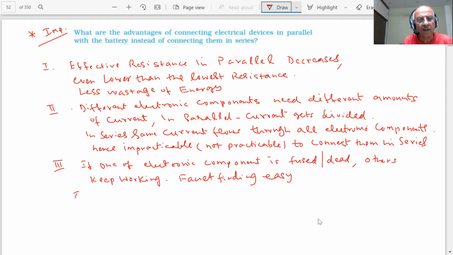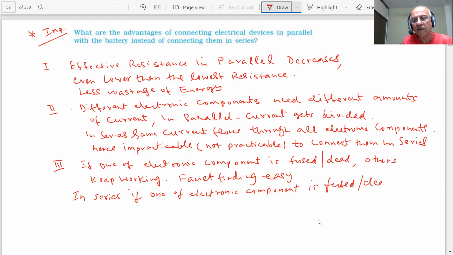What will happen in the case of series? If one of the electronic components is fused or dead, what will happen? Will the others work or will they stop working? Tell me. So they will stop working. So all devices will stop working or functioning.